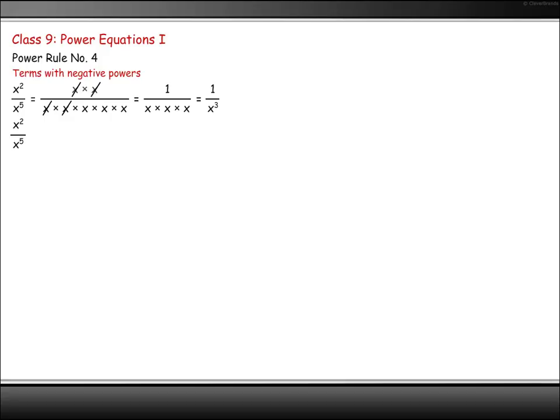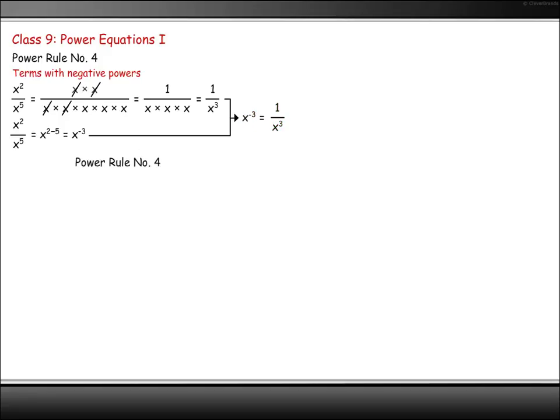Now use power rule number 2 to evaluate the same sum by taking the bottom power from the top power, giving x to the power of minus 3. Now both of these answers have to be the same, so x to the power of minus 3 is equal to 1 over x cubed.